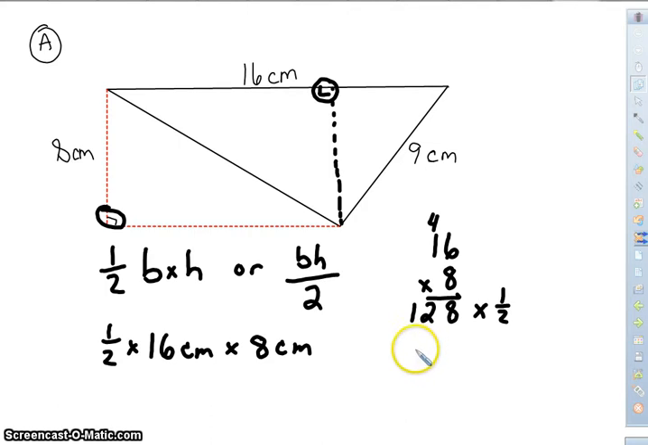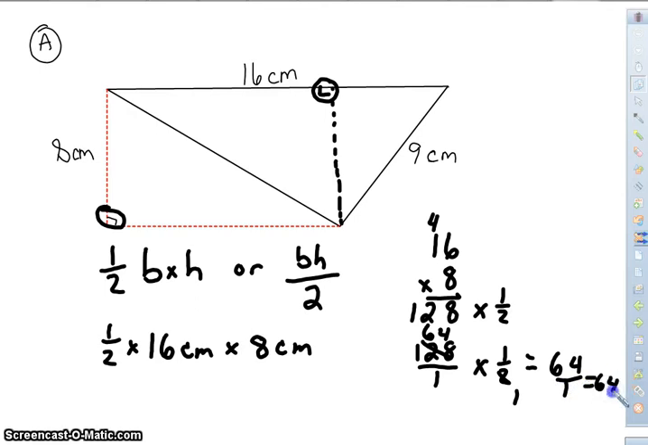And you say, well, how can that be? Well, if we take 128 over 1 times 1/2, that is the exact same thing. You can cross reduce, divide this by 2, and you get your 64, which is 64 over 1, equaling 64.